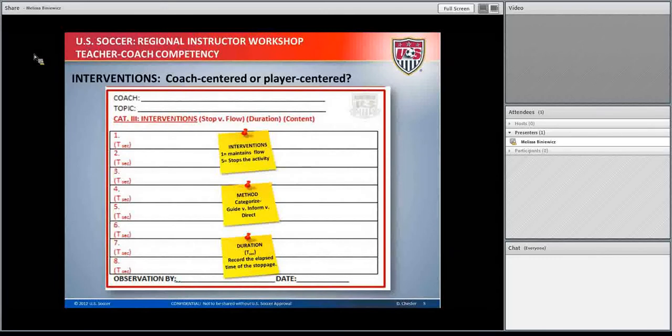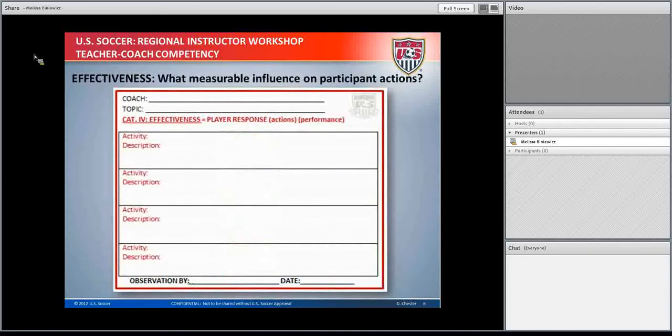Another key component here is the duration of this intervention. So by watching the video or paying attention to your watch as you record live, you should mark the beginning and the end of each segment so that we know the duration of the stoppage, how long the intervention actually took. And finally, the last category that we would like to measure is overall effectiveness.